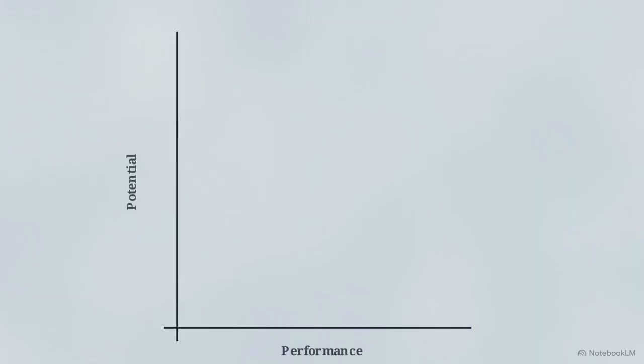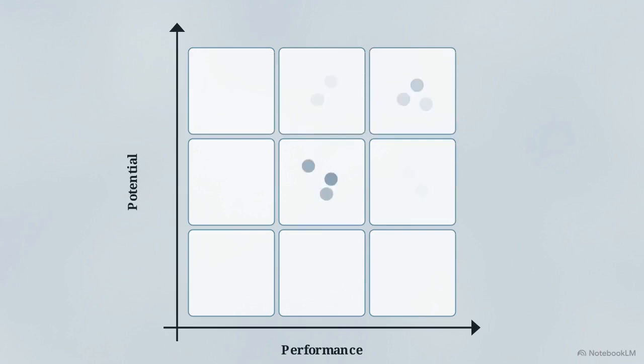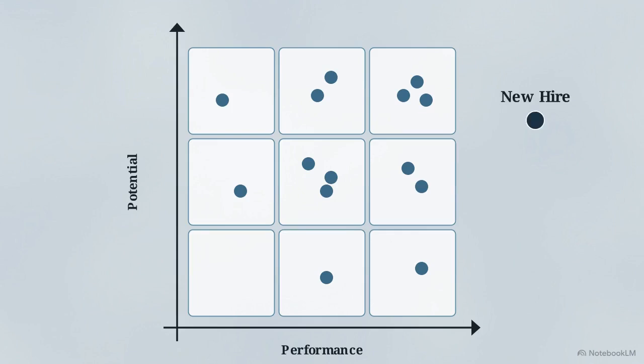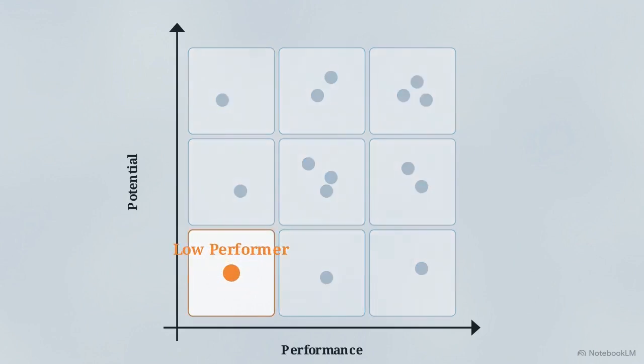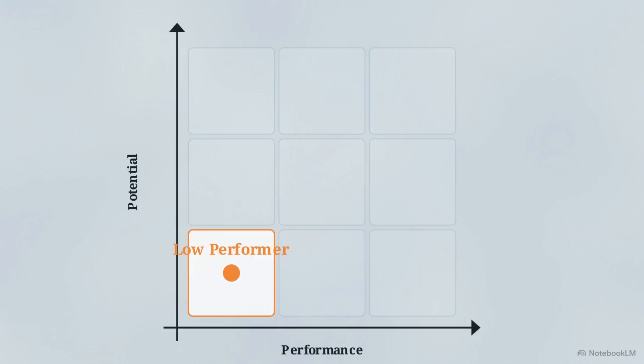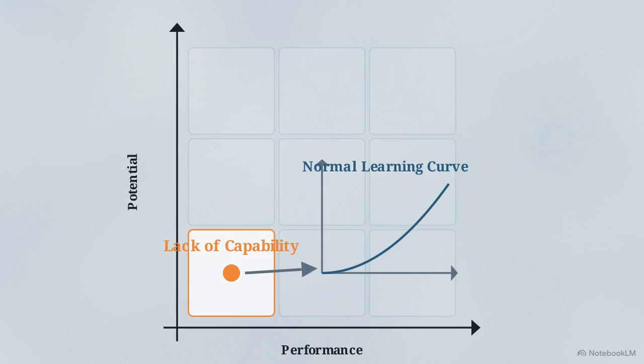This is a standard 9-box talent grid. In traditional evaluation systems like this one, managers are forced to plot every single employee on the board. When you lack data on a new hire, that single point gets dragged straight down into the low performer corner. The organization makes a critical mistake here. It labels a steep but normal learning curve as a lack of baseline capability.